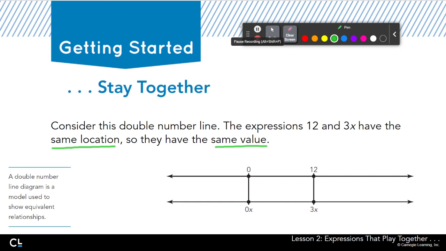Also notice on this double number line, they started with 0 and 0x. Always start your double number lines with 0 and then use that 0 to be your guide to where you're going to place your variable numbers and your single numbers.